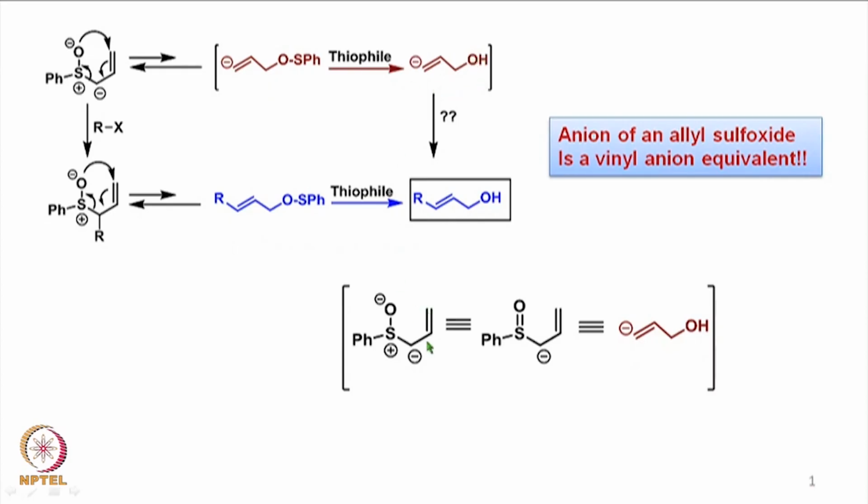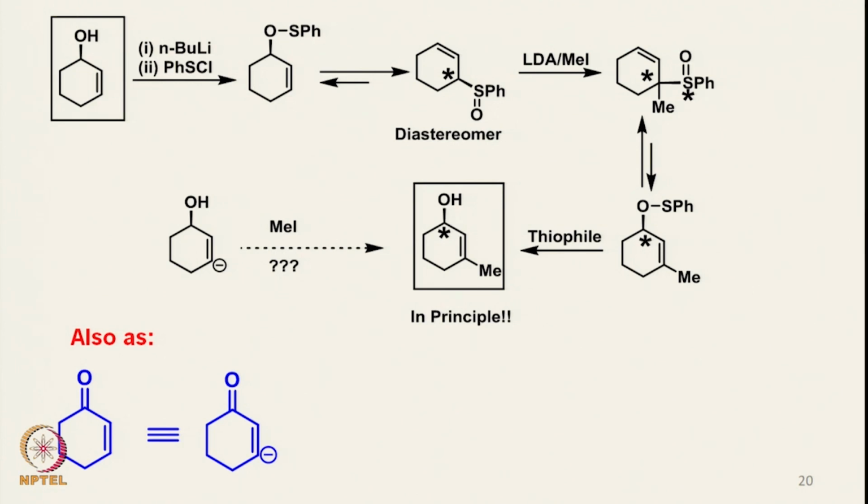So what does it mean? That this allyl sulfoxide, which we can write like this, and the corresponding anion, which we can easily generate, we can write the same allyl sulfoxide with an anion like this, and this allyl sulfoxide anion is basically equivalent of this vinyl anion type. Such anion equivalents, or vinyl anion equivalents, have been utilized in organic synthesis very much.